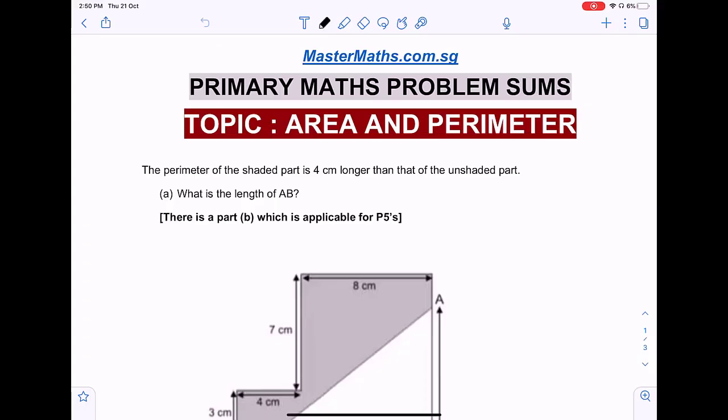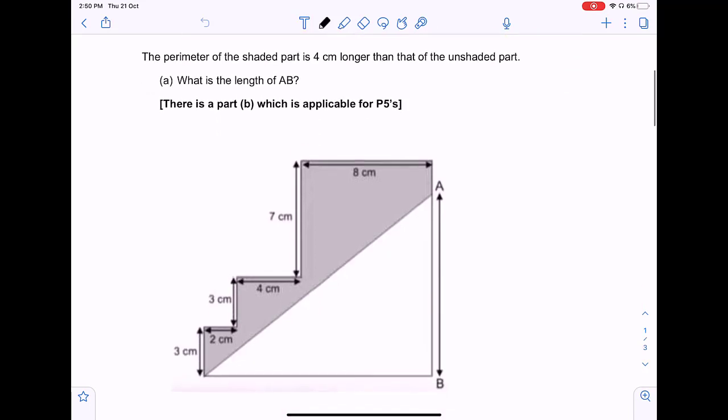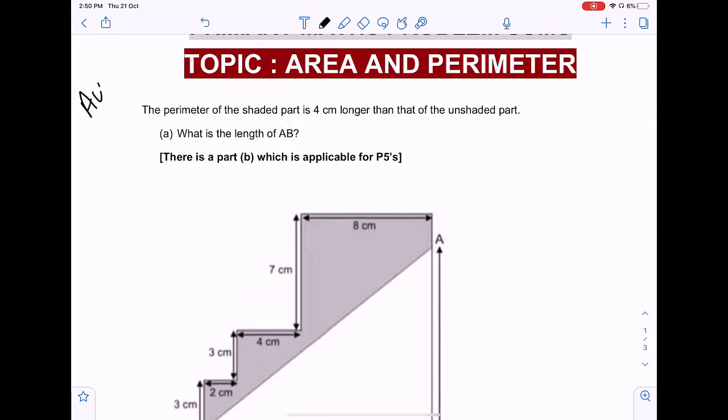Okay, so in this video tutorial, we have 3 questions that are applicable for P4s, P5s, and also P6. The perimeter of the shaded part is 4 cm longer than that of the unshaded part. What is the length of AB? Now, there is a part B for this actual PSLE question. So this came out in PSLE 2021.